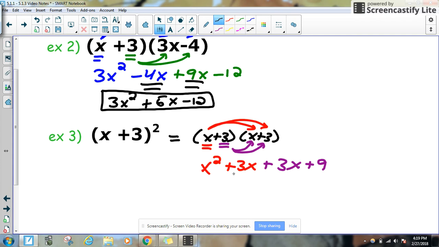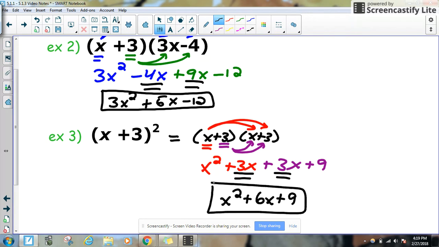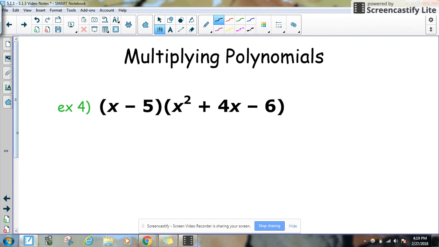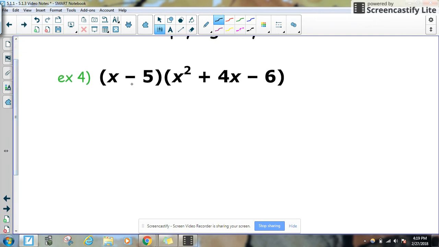So finally, we combine the like terms here. So we have x squared plus 6x plus 9 as the final answer. Let's try a more challenging problem. This one's got this polynomial here times this one right here. This is actually a trinomial. This one's a binomial. So it's no different. It's just you're going to have 1, 2, 3 guys to multiply by instead of the original 2.